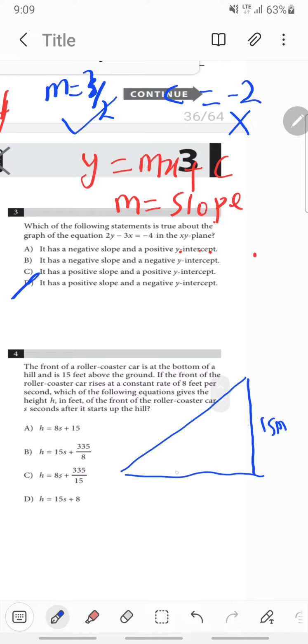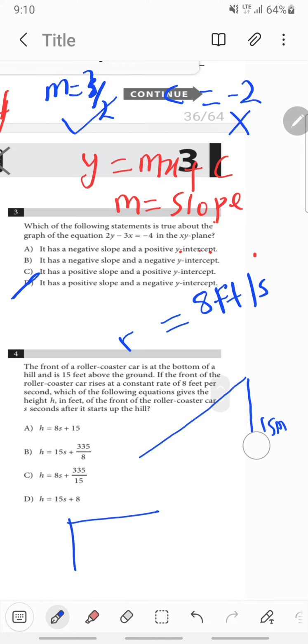If the front of the roller coaster raises at a constant rate of 8 feet per second, that's the rate at which it is raising, 8 feet per second. Which of the following equations gives the height h in feet of the front of the roller coaster car s seconds after its start of the slope? So if you look at this, the slope itself is what? 15 feet above the ground. This is already 15 feet above the ground.